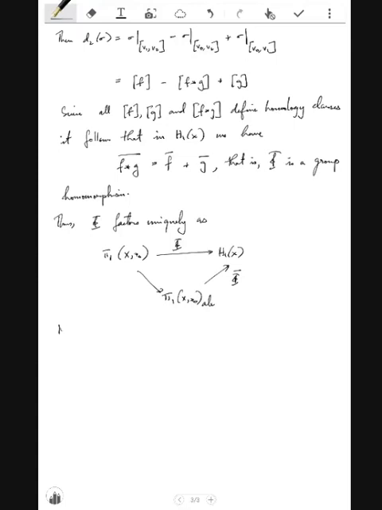So next we will show that phi is surjective. And this will imply that phi bar is surjective.